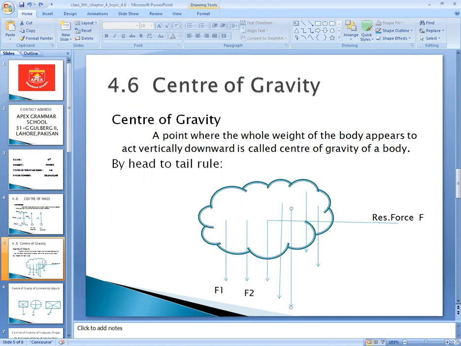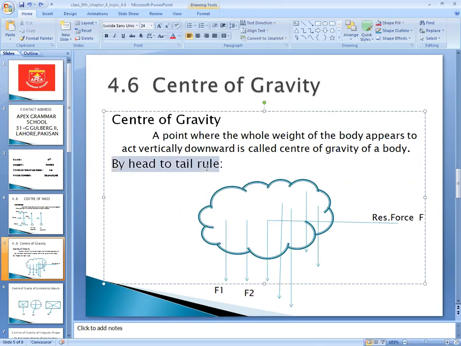Look, if I use the head to tail rule, as you have already studied, when we have so many forces that are vector quantities, we can add them up with the help of the head to tail rule. So if this is force F1, this is F2, then F3, F4, F5, F6, F7, and so many more. I just took a few of them, but if you look at your textbook, there are so many points, right?